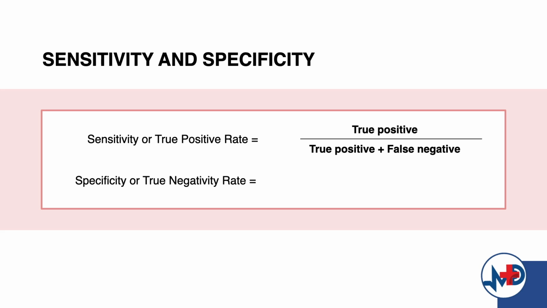Specificity, on the other hand, or the true negativity rate, is calculated by dividing the value for true negatives by the sum of true negatives and false positives. Calculated specificity can be interpreted as the probability that the patient without the disease will have a negative test result. The specificity of a test is how specific it is at only detecting the disease and not giving a positive result when there shouldn't be one.